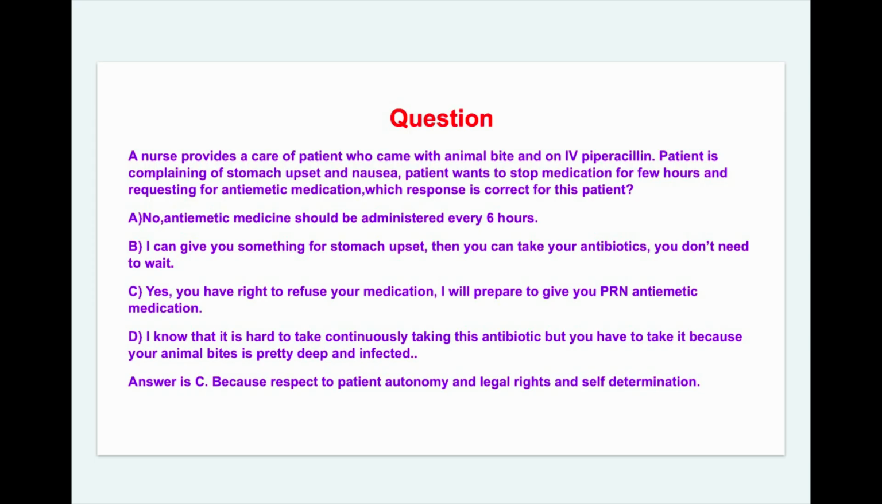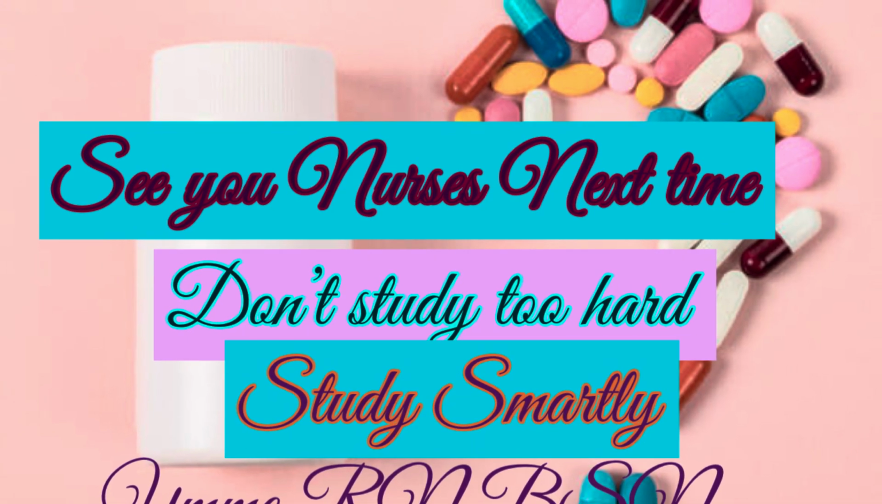We can also follow up with the patient about why they need this medication, because we don't want the patient to develop a superinfection. Whenever she feels better, we can give the medication. We just need to talk to the patient. But if they are refusing the medication, they have the right to refuse, and we should listen and respect their autonomy.